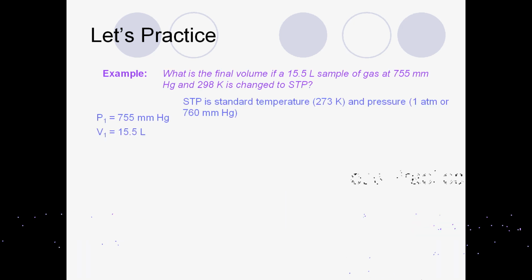Another example here. Again, we're going to be at STP in the end, so we have to remember standard temperature is 273 Kelvin and pressure is 1 atmosphere. Here, our initial pressure is in millimeters of mercury. So remember that 1 atmosphere is equal to 760 millimeters of mercury. So we can use that as our second pressure here. We've got a first volume. We're supposed to find our second volume. And then we've got an initial temperature and we've got a final temperature.